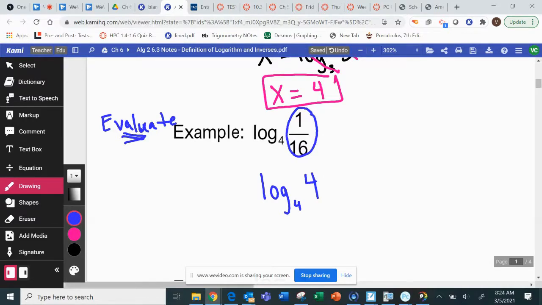To take 4 and make it into a fraction, what does my exponent have to be? Do you know? It has to be a negative, exactly. So I'm going to put 4 to a negative something. That 4 to a negative is going to make it turn into a fraction. What's going to make it turn into 16? 4 squared, right? 4 to the negative 2 is equal to 1 over 16. So I just substituted 1 over 16 with 4 to the negative 2. These cancel, and when we evaluate this, we get the answer of negative 2.